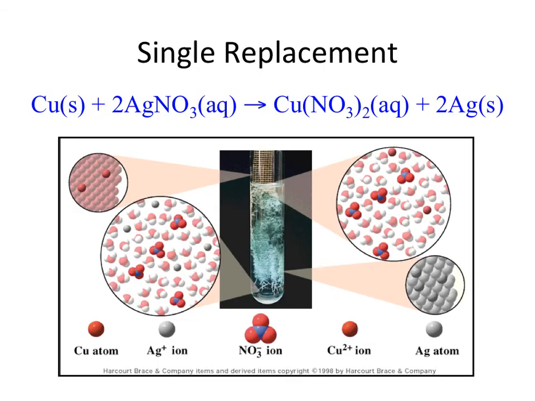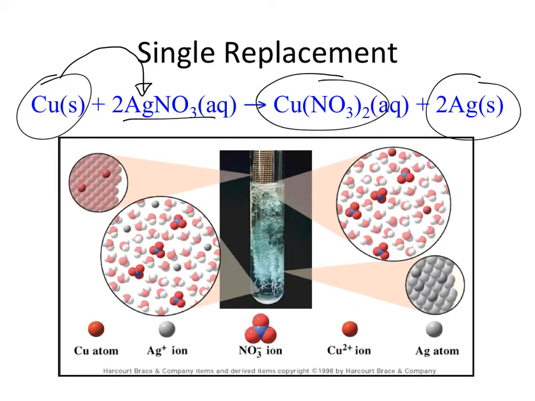Here's an example of a single replacement reaction. We have elemental copper and silver nitrate. The copper is going to replace the silver, to now give us copper nitrate and elemental silver. We've already looked at these things, the activity series and things of that sort. That's what dictates if this will actually happen or not. We talked about that in terms of chapter 20. But this is basically a single replacement reaction.